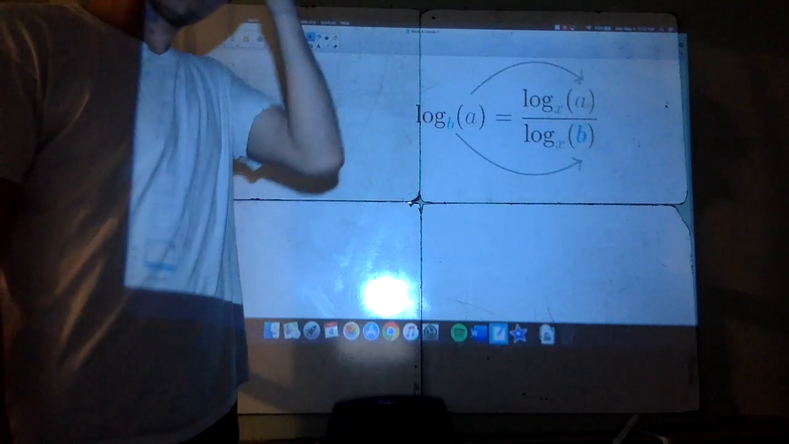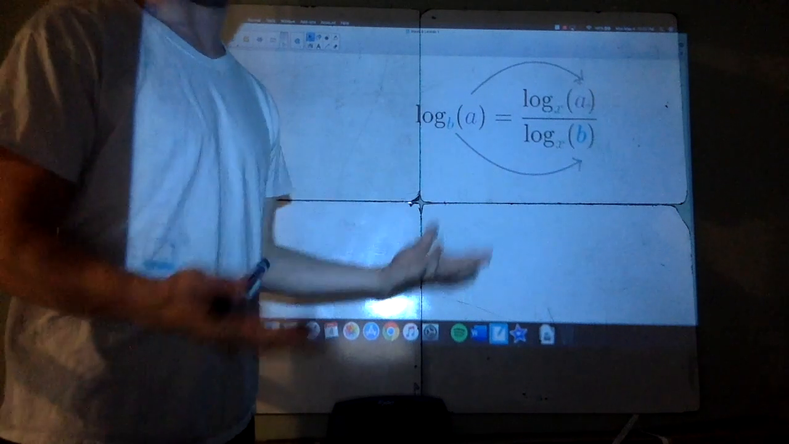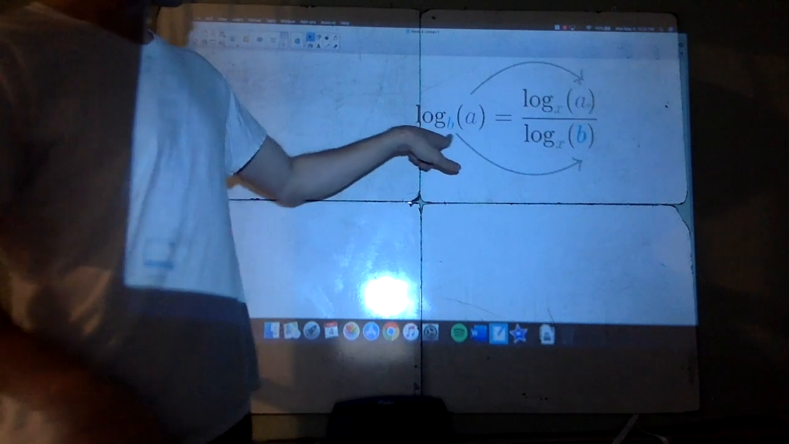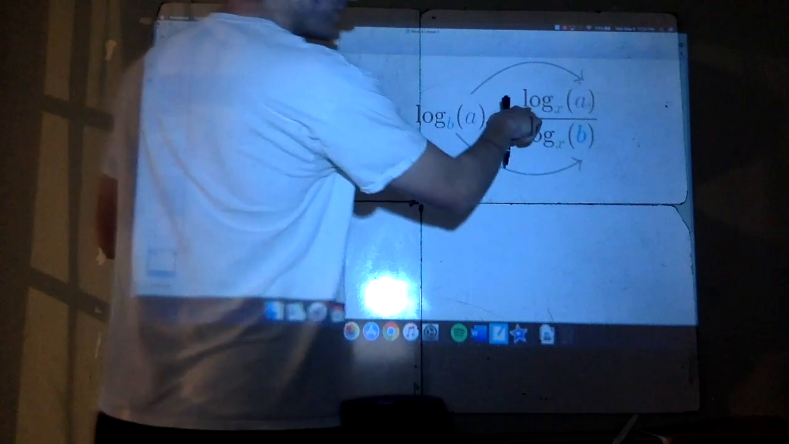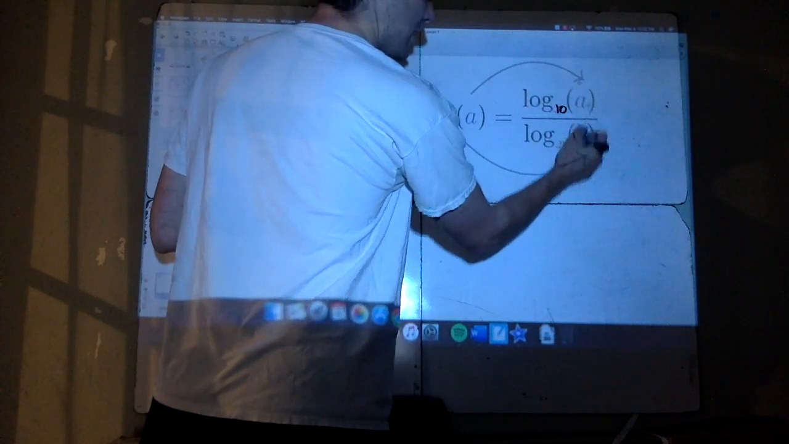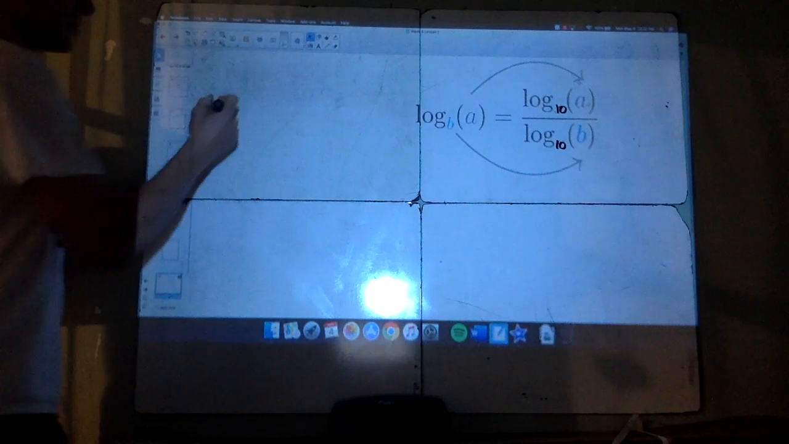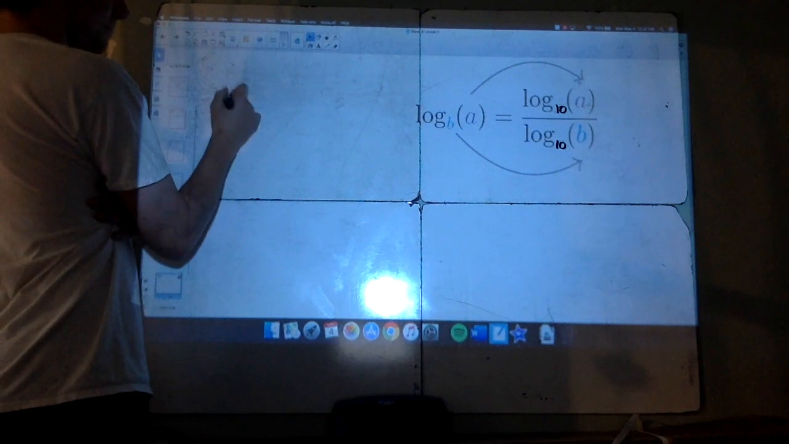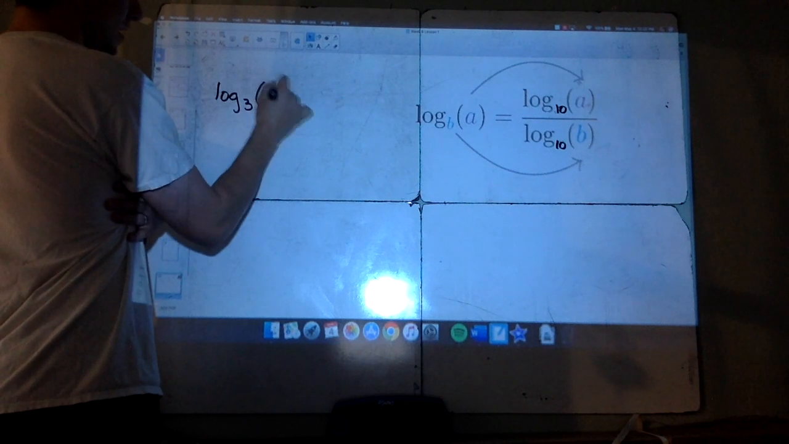Because our calculator can only do log base 10, we need a way to turn everything into log base 10. So write this formula down on your paper. And when it says log of x, this is always going to be 10 for us. So in your calculator, it's just log. An example of this is if we had, let's say, log base 3 of 7.